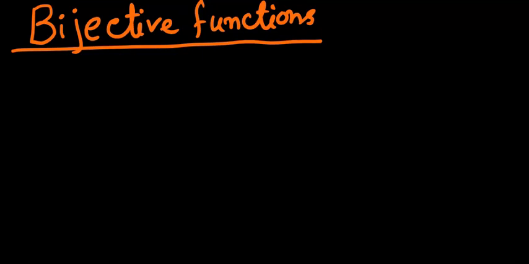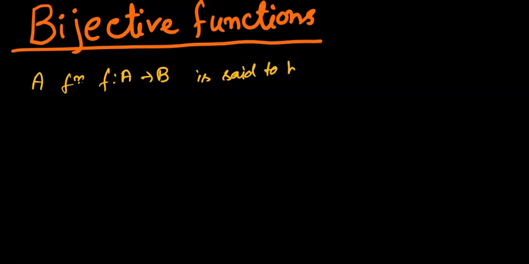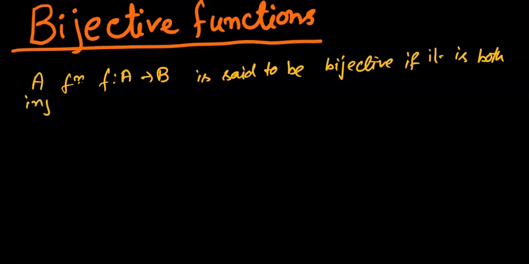Hello friends, today we are going to learn about bijective functions. A function f from A to B is said to be bijective if it is both injective and surjective.